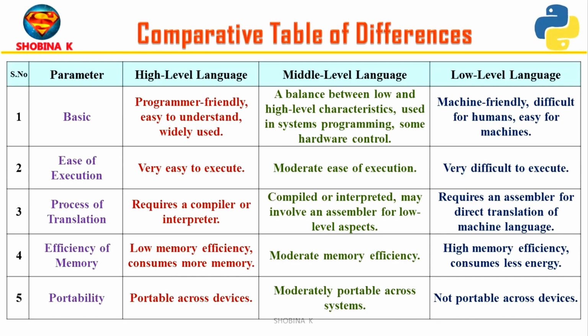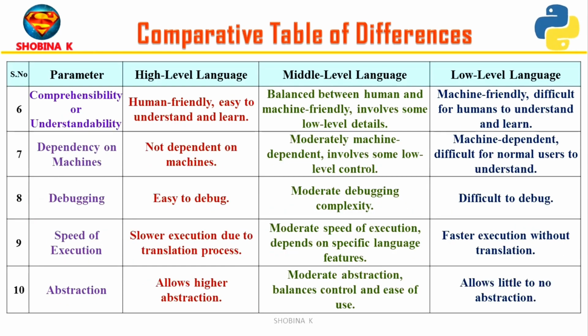Next, portability. High-level language is easily portable across different devices. Assembly language can be used on different systems with moderate level of ease. And the machine language is not portable across different devices. And next parameter is comprehensibility or understandability. High-level language is user-friendly, so it is easy to comprehend and learn. The assembly language is balanced between human and machine friendly, which involves some low-level details.